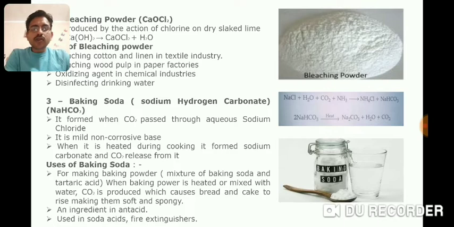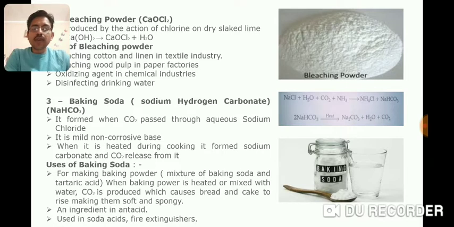Bleaching powder contains oxygen in its formula. This oxygen provides oxidizing property to it, and that's why it is a very good oxidizing agent used in chemical industries. Due to the presence of chlorine, bleaching powder is a very good disinfectant. It is used for disinfecting, that is germ killing, in swimming pool and as well as in waterworks. So these were the uses of bleaching powder.